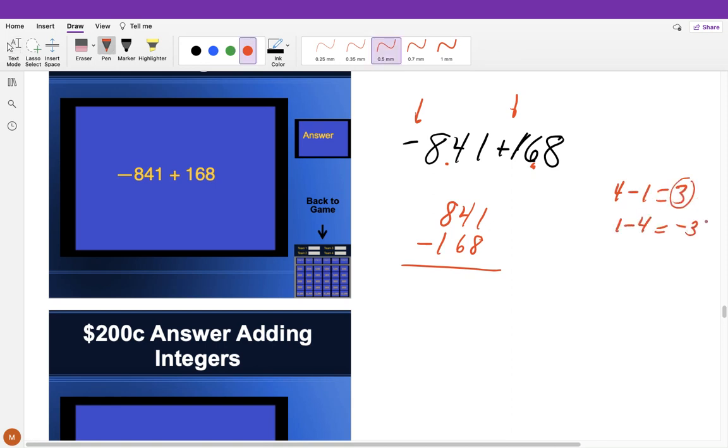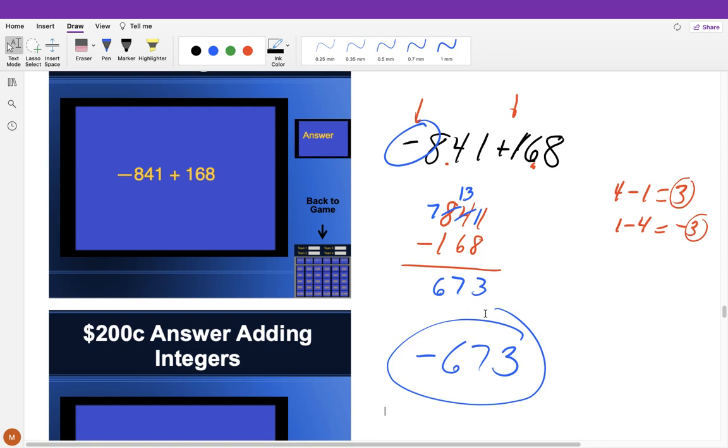So since we get that same number, just different signs, it doesn't matter really how we subtract if we are taking into consideration our signs. So by doing this, it's allowing us to use the methods that we've learned before. So I can borrow from this 4 and now do 11 minus 8, which is 3. I'll borrow from the 7, 13 minus 6 is 7, and 7 minus 1 is 6. And since the larger number is negative, our answer must be negative.